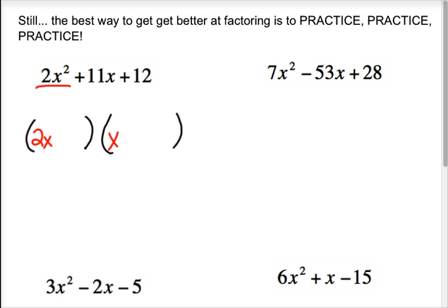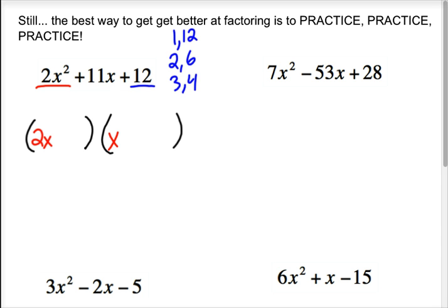Next up, we need to focus on the 12. Okay, so 1 times 12, 2 times 6, 3 times 4. So those are going to be the combinations that multiply to 12. And now we have to begin to look. How can we put these together to get that 11x? All right, so I'm going to begin my search.